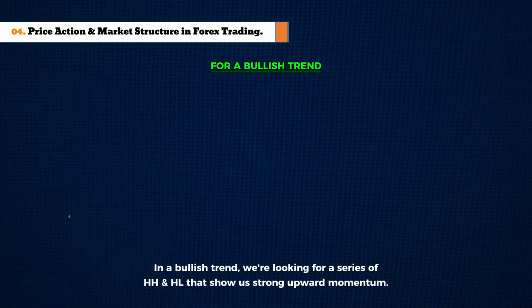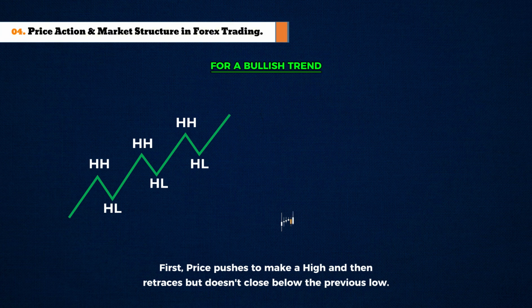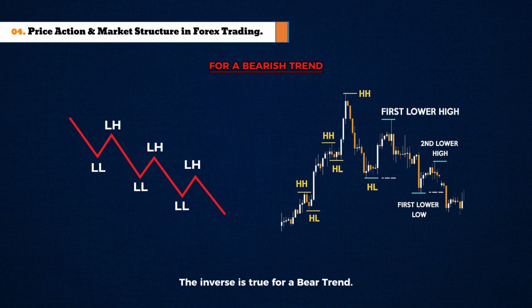Just remember, in a bullish trend, we're looking for a series of higher highs and higher lows that show a strong upward momentum. First, price pushes to make a high and then retraces, but doesn't close below the previous low. Next, price pushes higher to break the high made previously, and then retraces to make a higher low than made previously. The inverse is true for a bear trend.